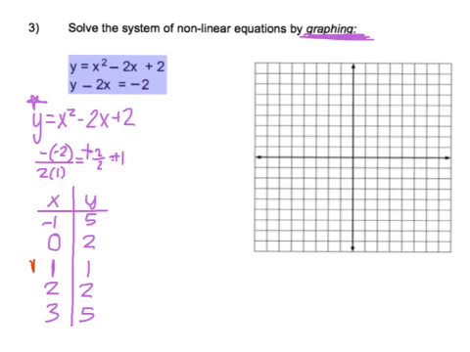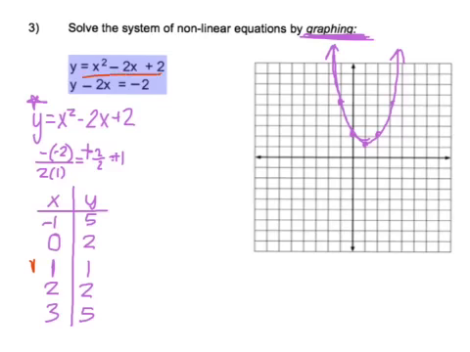So when we graph, we plot our points: (-1, 5), (0, 2), (1, 1), (2, 2), and (3, 5). Go ahead and connect your dots. And there is our first equation that we graphed.